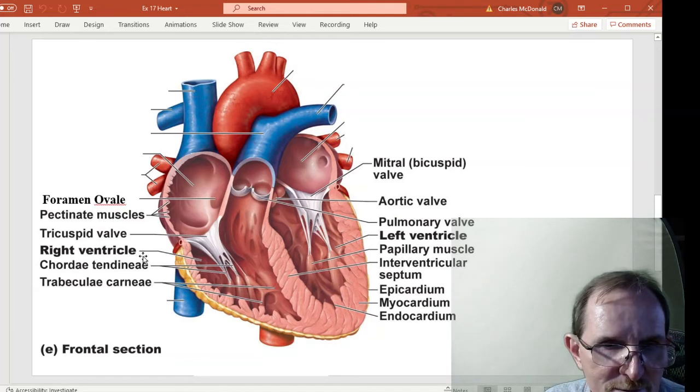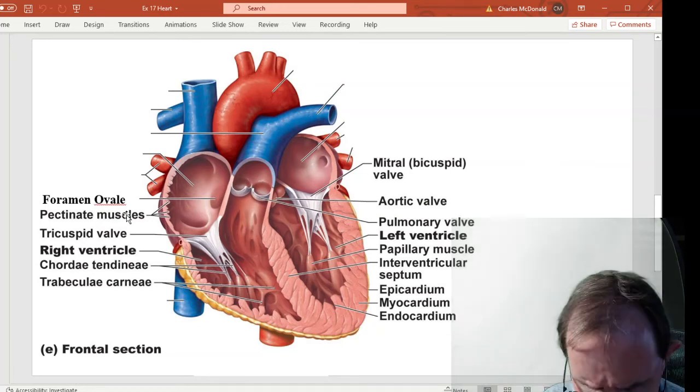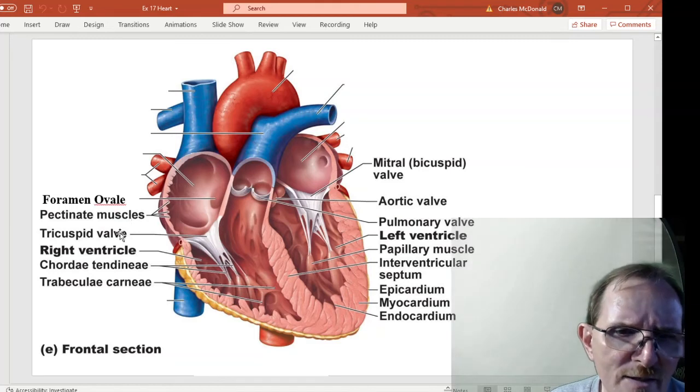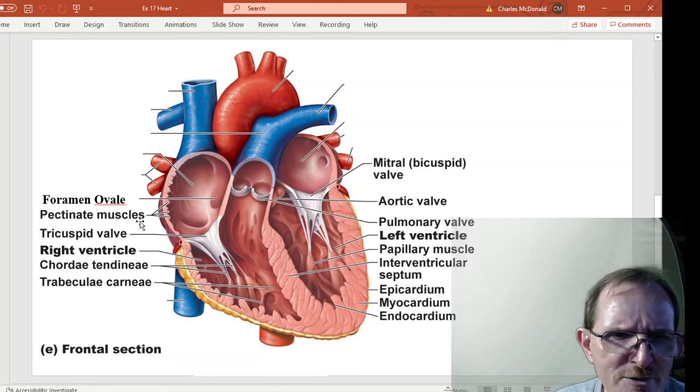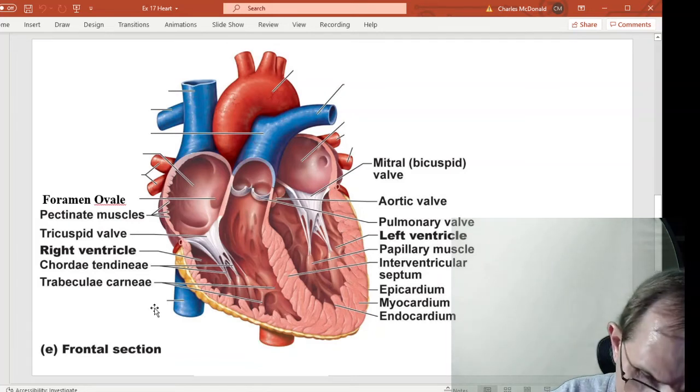Okay, let's see what else. The pectinate muscles, I think they're on there. Let me make sure, guys. Yep, pectinate muscles. The pectinate muscles are going to be up here in the atria.